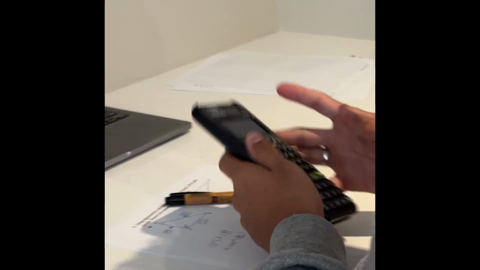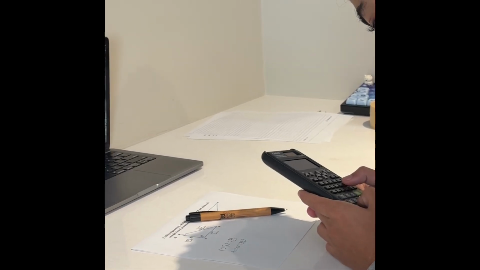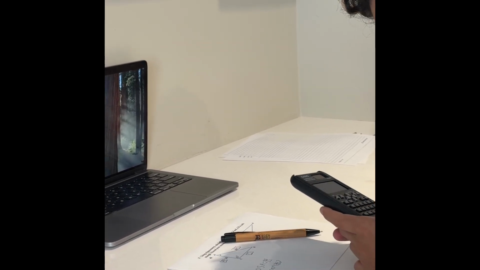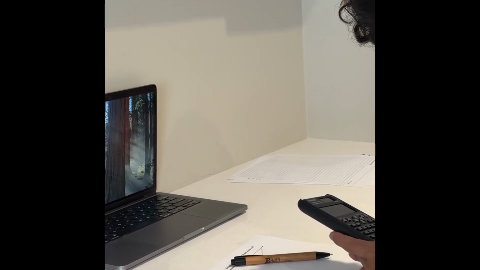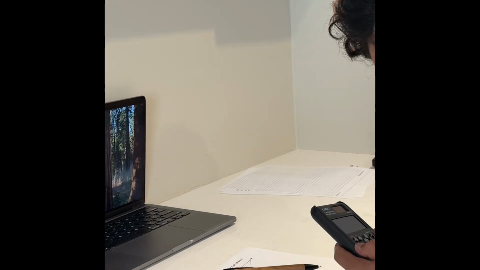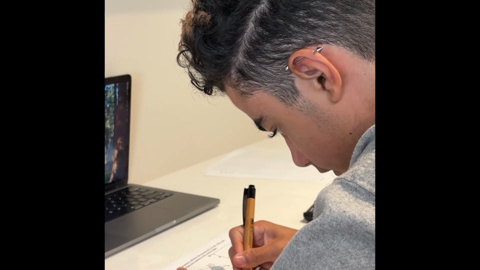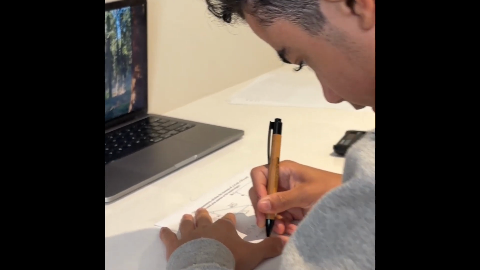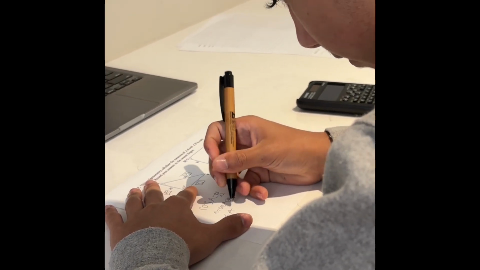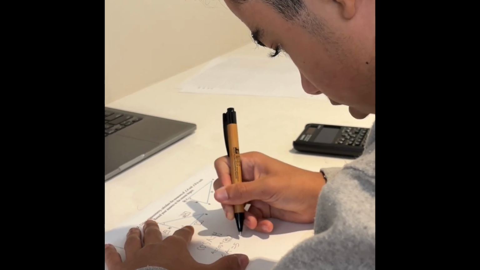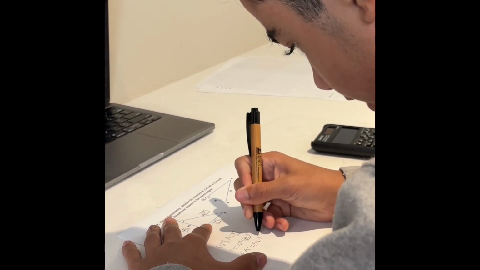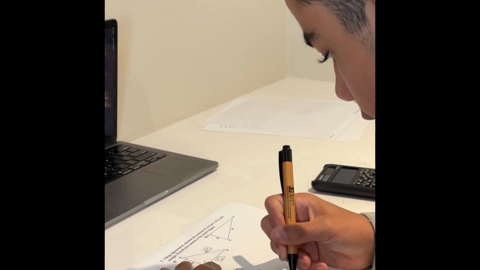We're going to use our calculator. So we're going to put cosine inverse of 20 over 32, which equals 51.3. So A equals 51.3 degrees.